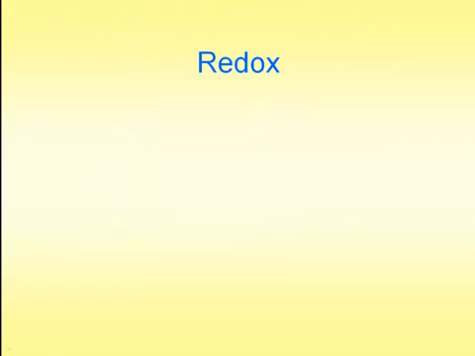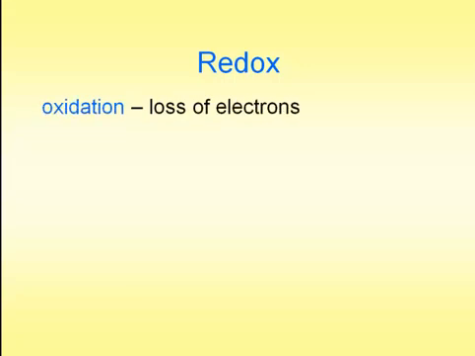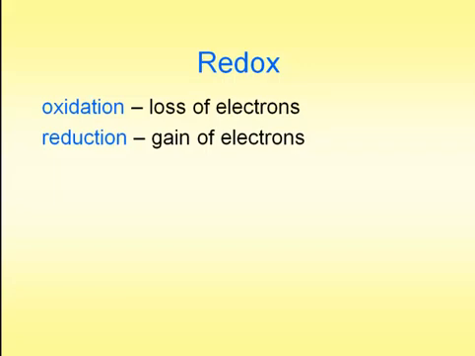Oxidation and reduction are processes. They are processes that occur to elements during a reaction. Oxidation refers to a loss of electrons, and reduction refers to a gain of electrons. To help you remember that, use the mnemonic device OIL RIG. That stands for oxidation is loss and reduction is gain.